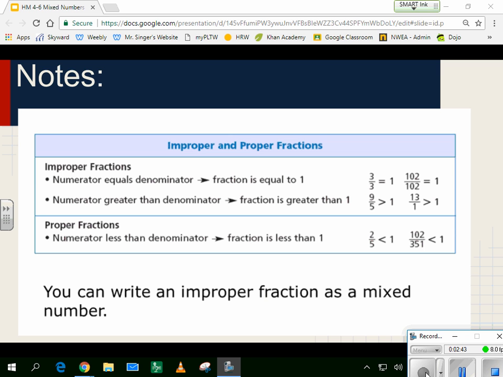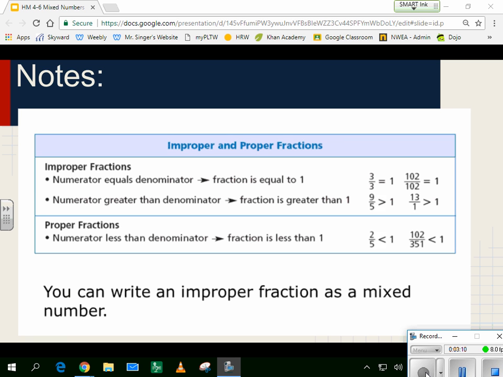All right, here's another set of notes that you could write down if you want that talks about how improper fractions look and how proper fractions look. So an improper fraction, this is when the numerator equals the denominator. That would mean that it's a value of 1. So the two examples we have here is 3/3. Remember, that's 3 parts to make 1 whole. That'd be 1 whole. Numerators can also be greater than the denominator.